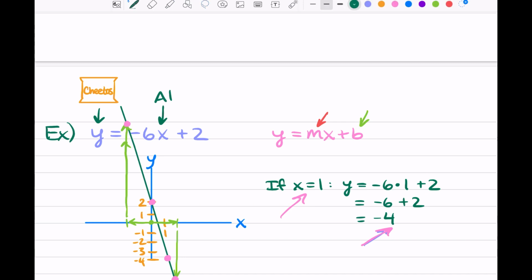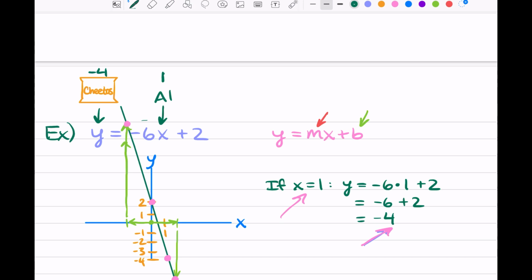However, in this case, we're working with numbers. We're not working with Cheetos. So you put in a 1 instead, and then you get out a -4. So that's the idea of a function. Put something in, you get an associated thing out. And what's associating these things? It's this -6x plus 2, right? We plugged in the 1, and then do -6 times 1 plus 2, and then out pops the y.